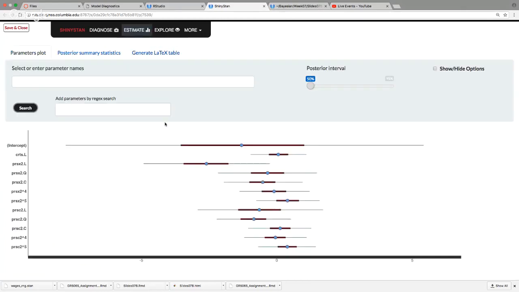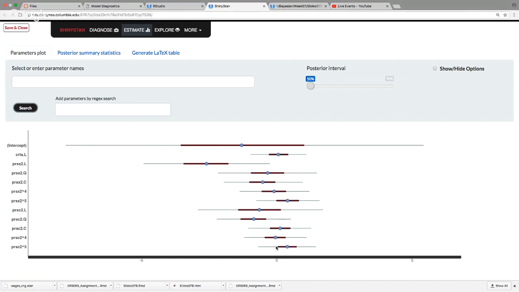You can click on estimate and you'll get plots like this. So the blue dot is the posterior median. The red line is a 50% credible interval. The thin-ish gray line is a 90% interval or something like that. This is basically a graphical representation of the same information that comes up when you execute print.